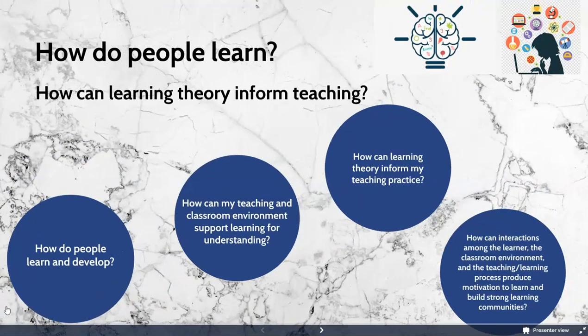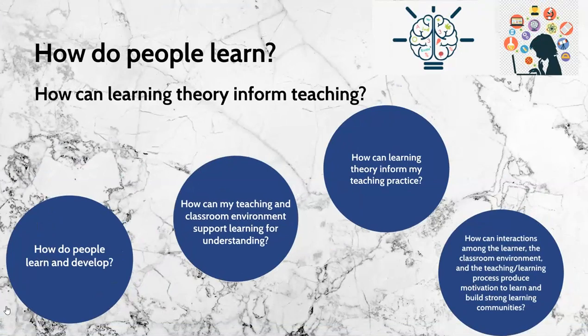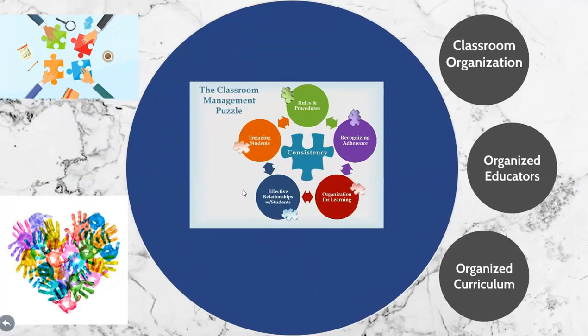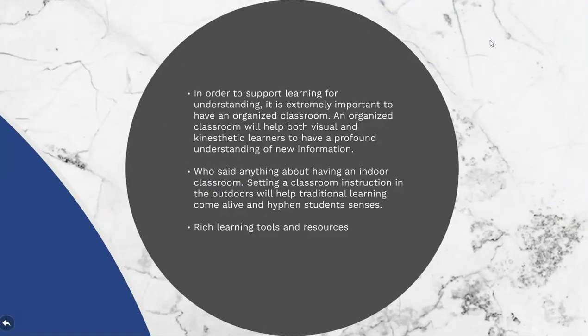Question 2 is, how can my teaching and classroom environment support learning for understanding? Well, there's 3 ways. Classroom organization, organized educators, and organized curriculum. Classroom organization, you need to have an organized classroom because not only would this benefit your students, especially visual and kinesthetic learners, it's going to help you as an educator be organized, and it's going to help your students get the benefit.